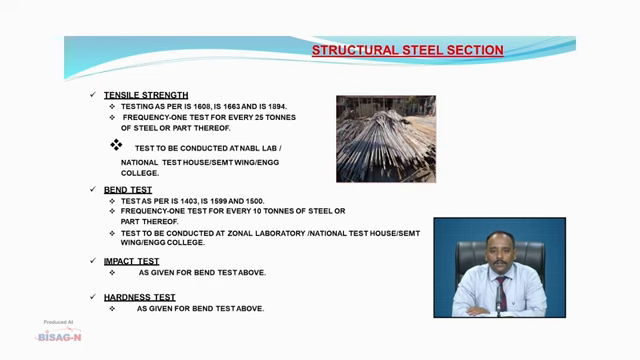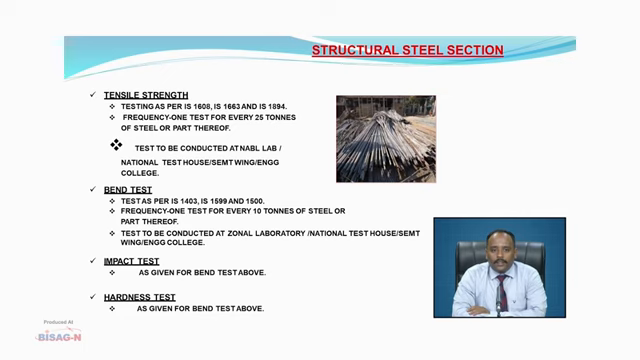For the structural steel sections, the various tests to be carried out are the tensile strength test in conformation with IS 1608, IS 1663 and IS 1894. The frequency will be one sample each, randomly collected, for every 25 tons of steel or part thereof. This test can be carried out at NABL approved laboratories, National Test House, SEMT wing CME Pune, or any of the laboratories as prescribed in the contract agreement.